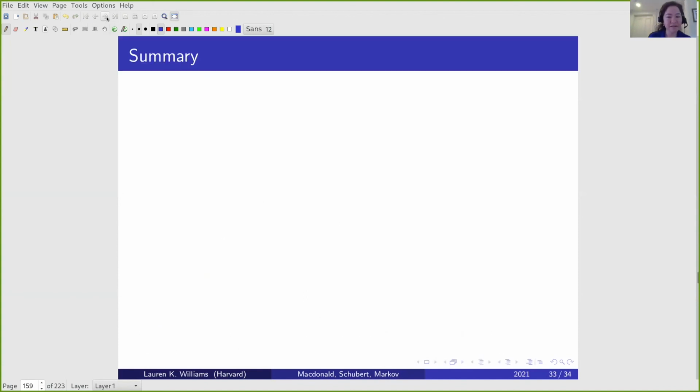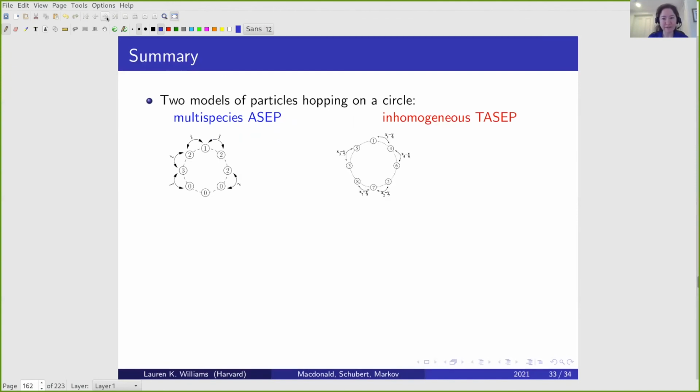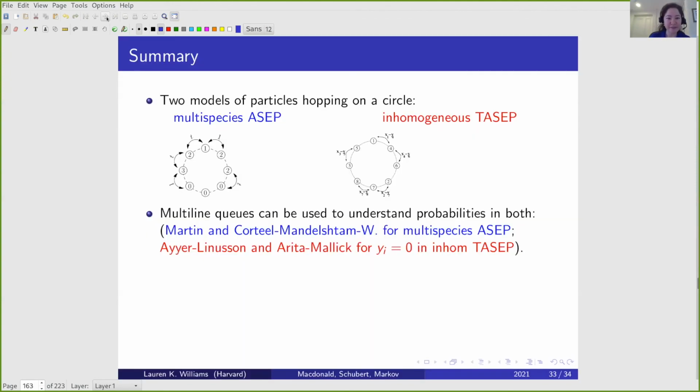So let me just summarize what we've seen. We've seen these 2 different models of particles hopping on a circle, the multi-species ASEP and also the inhomogeneous ASEP. These are the pictures to help you remember their definitions. And in both of these models, multiline queues can be used to understand the probabilities. In the first case, this was due to Martin, and then we gave a new proof with Corteel and Mandelshtam. And in the second case, Iyer, Linusson, and Aritamalik have understood probabilities in the inhomogeneous ASEP only in the case yi is 0. Otherwise, it's actually not known.